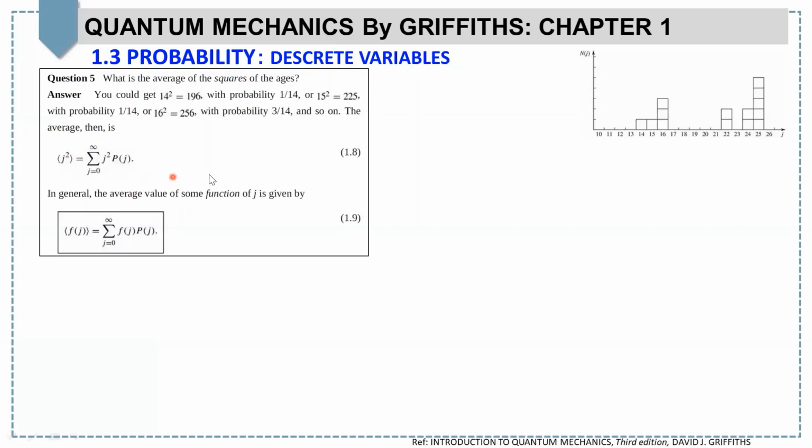And now you can write this in a more general form by saying that the average value of some function of j is given by f of j average equals summation j from 0 to infinity of f of j times p of j. Okay, this is how you can solve different questions whenever you have discrete variables in some cases.